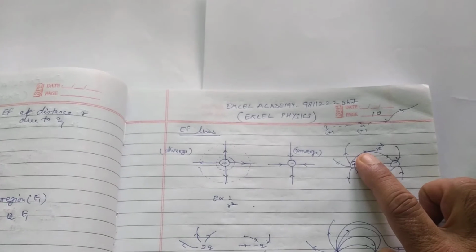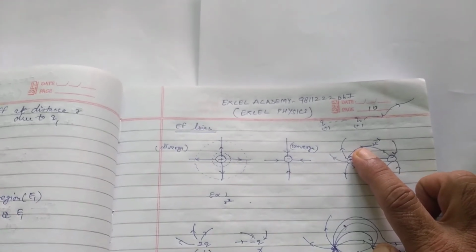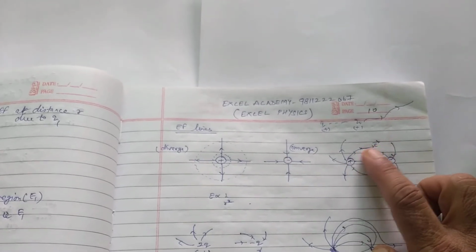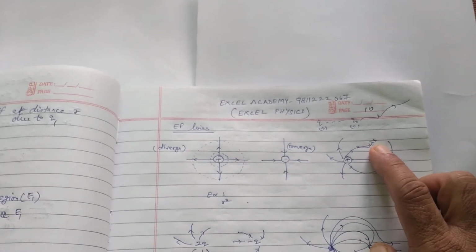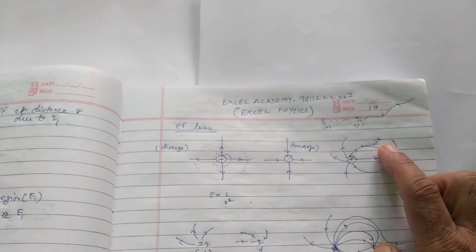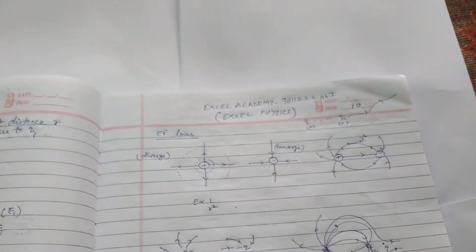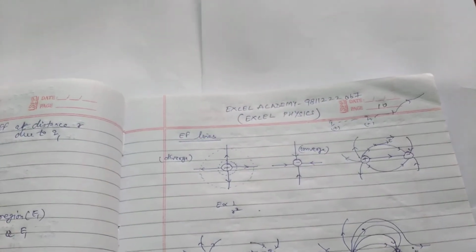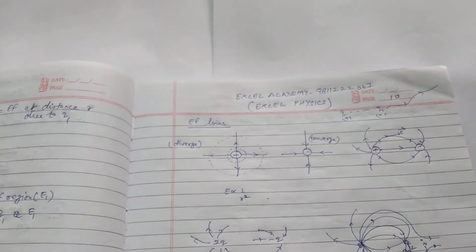If I want to find out the direction of the electric field at this point, I will draw the tangent. That tangent gives the direction of the electric field. So the electric field direction is given by the tangent drawn at any point on the electric field lines.